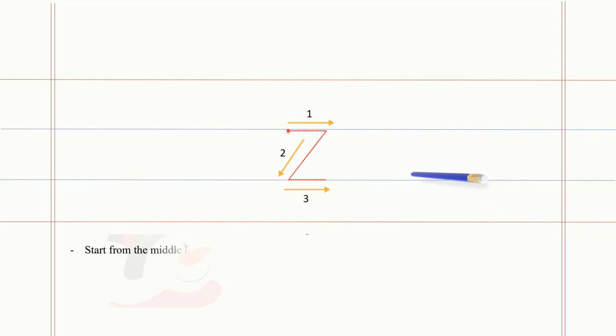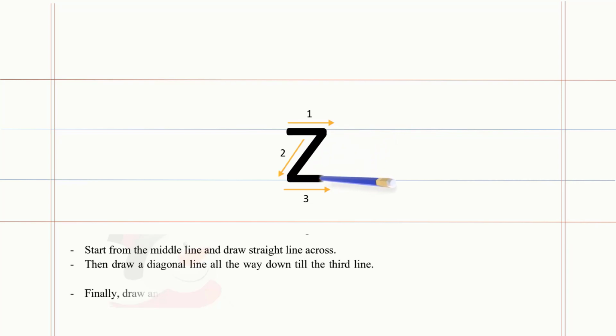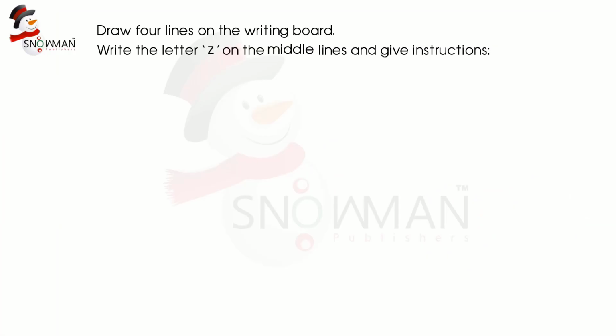Start from the middle line and draw a straight line across. Then draw a diagonal line all the way down till the 3rd line. Finally, draw another straight line in the right side across the bottom.